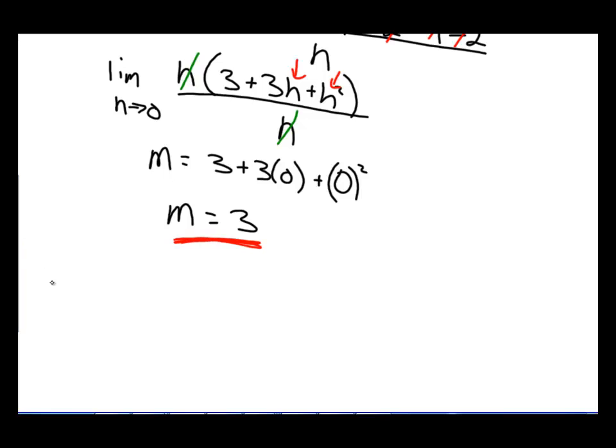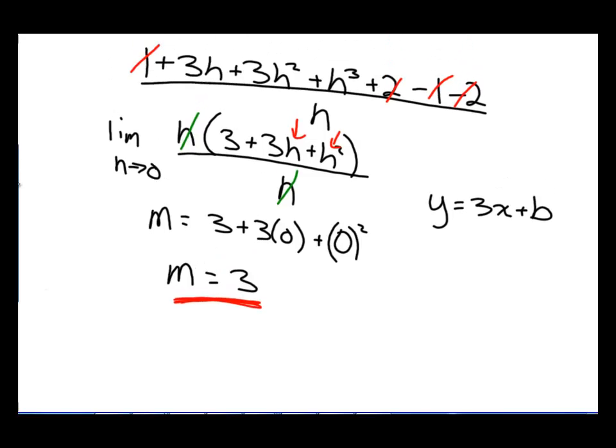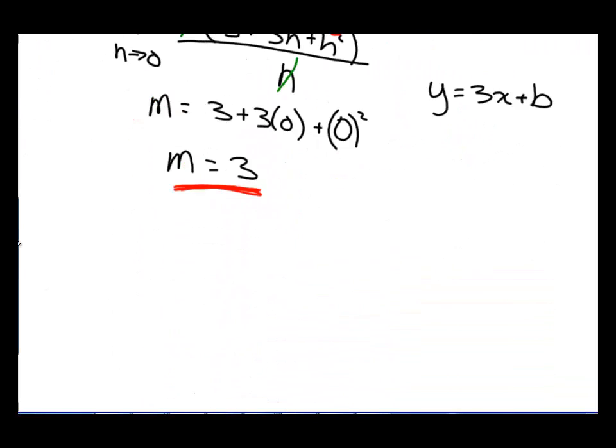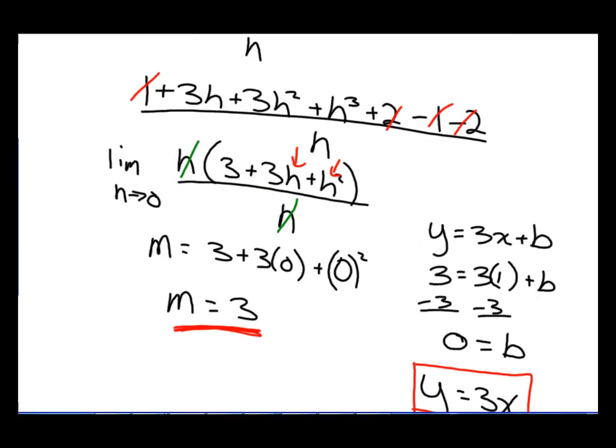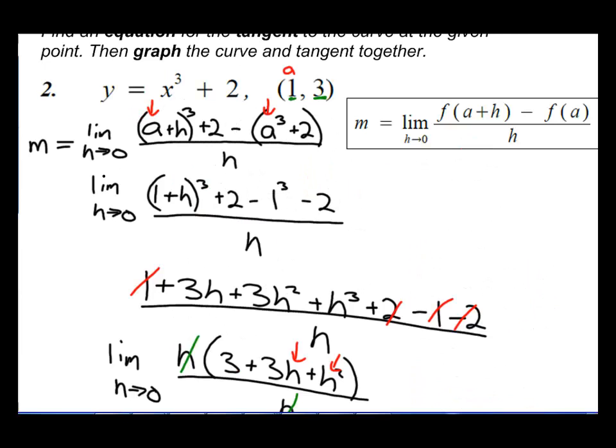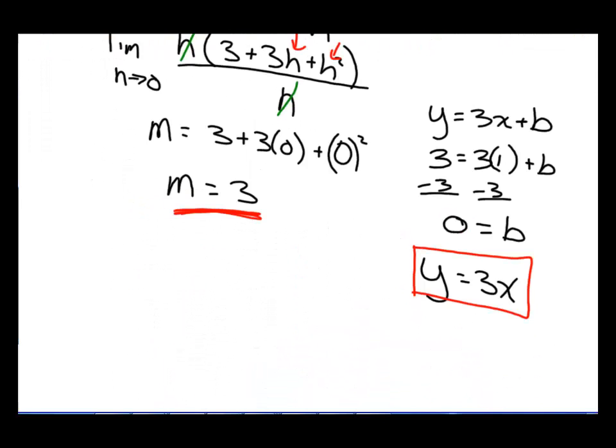Put that in the y equals mx plus b form. Looking at the given point, 1, 3, where 3 is the y value, 1 is the x value, we get 0 for my y-intercept. y is equal to 3x with a y-intercept of 0. There's the slope of my tangent line at the point 1, 3, and tangent to the curve x cubed plus 2, y equals 3x.